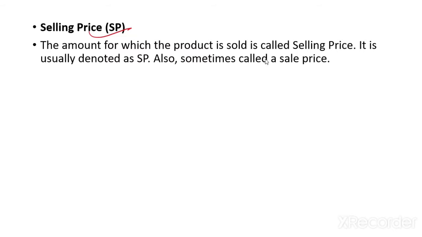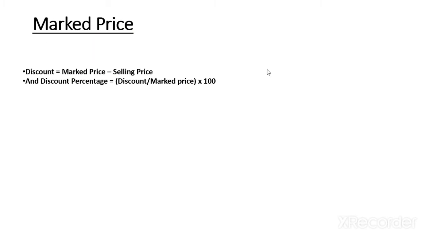is called selling price. It is usually denoted by SP, also sometimes called sale price. What is market price? You might have seen MRP or MP on all types of commodities. This is called market price. At some points or on some commodities we are giving some discounts. Then that discount is on market price.